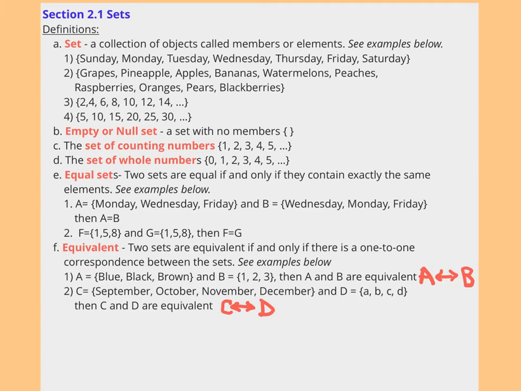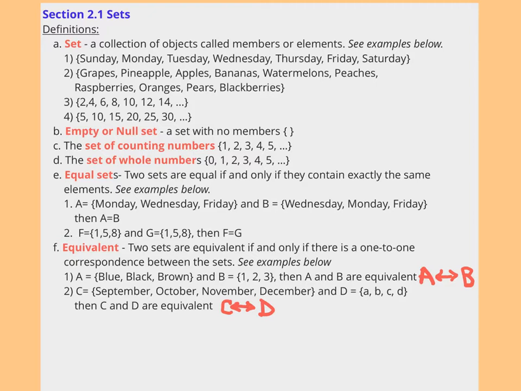In section 2.1, we're going to take a look at sets, and this section actually has lots and lots of definitions. So we're going to look at definitions and examples. The first definition we have is the definition of the word set. And basically a set is just a collection of objects called members or elements. We can have all kinds of sets.